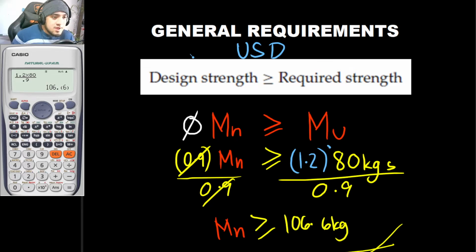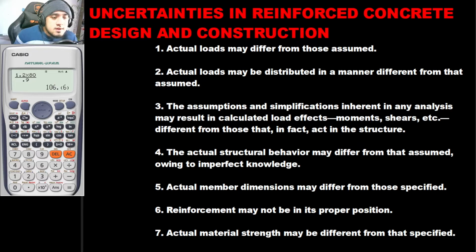Okay, very good. So once again, magdagdag tayo ng factor para ma-address natin yung uncertainty natin. And speaking of uncertainty, these are to be the uncertainties for reinforced concrete. So number one, your actual loads may differ from those assumed. Parang sinabi ko siya kanina, paano pag nag-iba yung naging loadings natin. So this is for our first uncertainty and others.